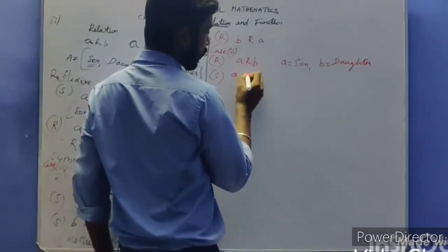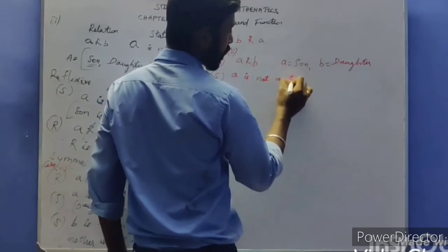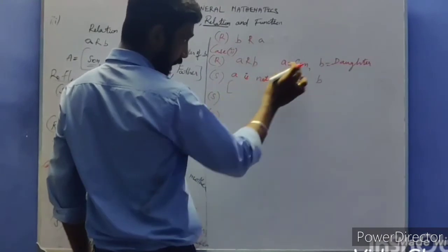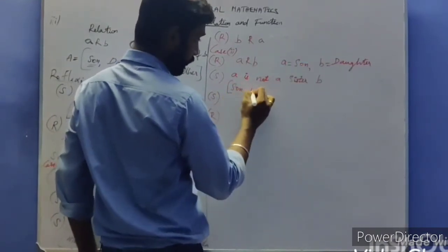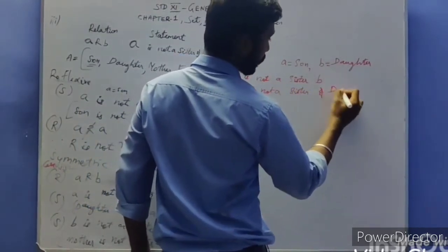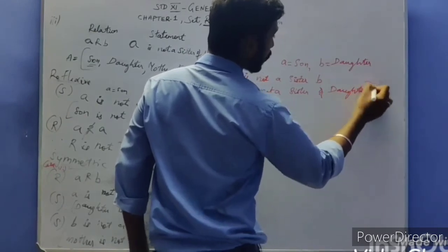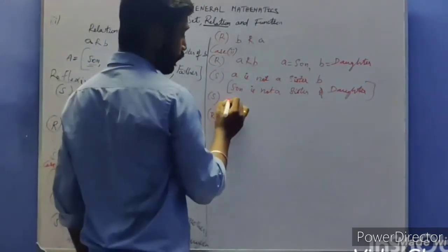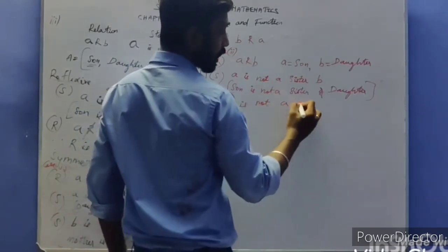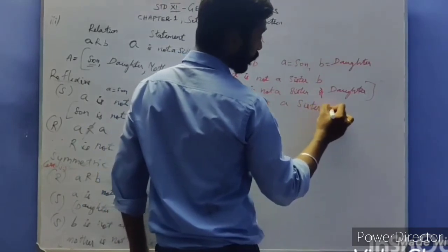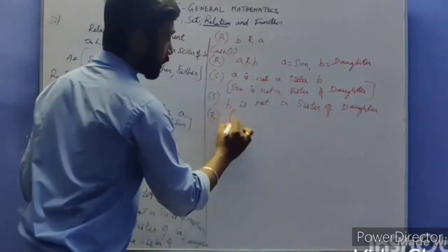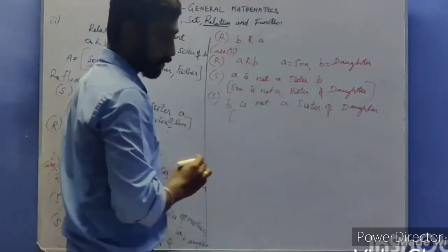So now see, A is equal to son, B is equal to daughter. A is not a sister of B. Here, example, A will be son. Son is not a sister of daughter. The next statement, B is not a sister of A, because it will be symmetric now. But here in the example we have to write B will be daughter.